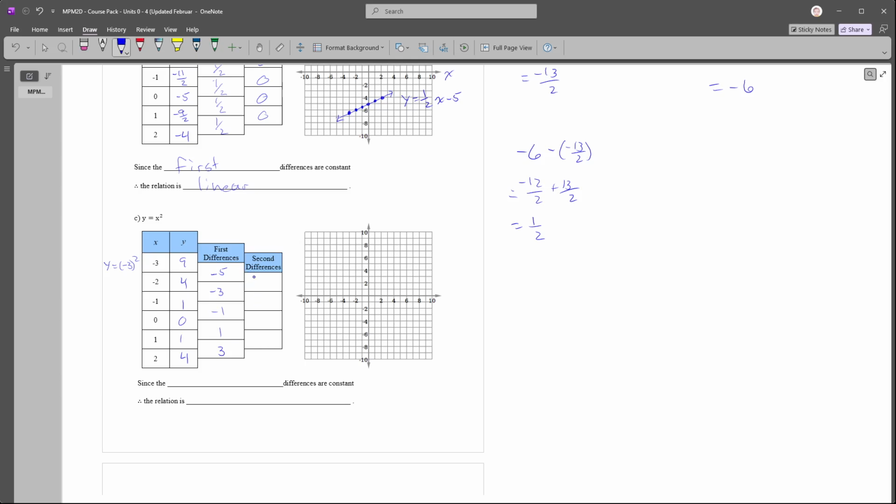If the second differences are the same, that tells us that it is quadratic. So negative 3 minus negative 5, that's negative 3 plus 5, that's going to give us a 2. Negative 1 minus negative 3, that's going to give us a 2. 1 minus negative 1, 2, 2. So in this case, second differences are the same. So since the second differences are constant, we can say that the relation is quadratic.